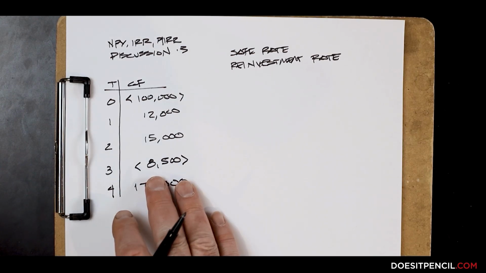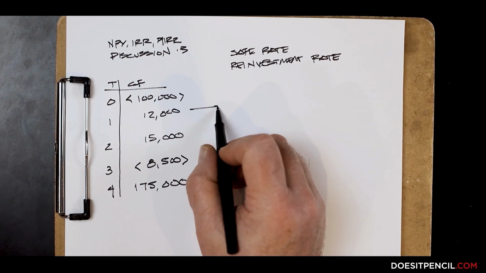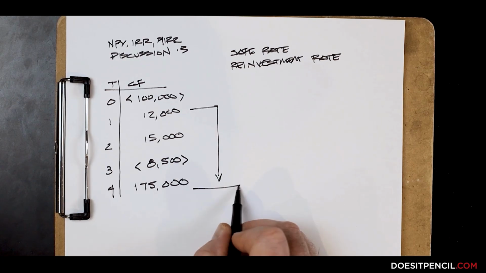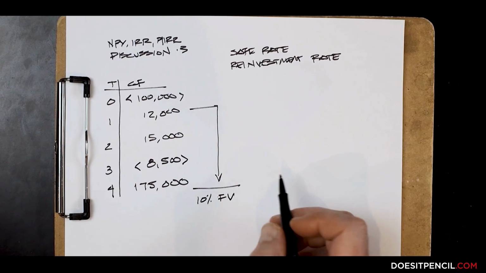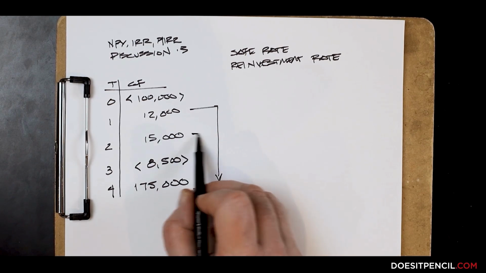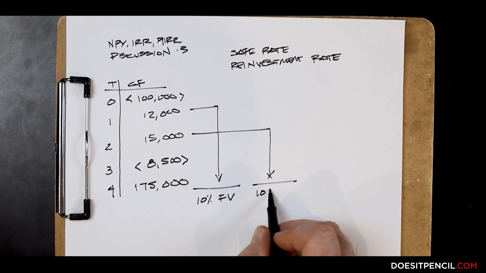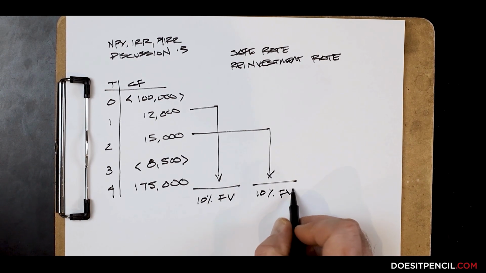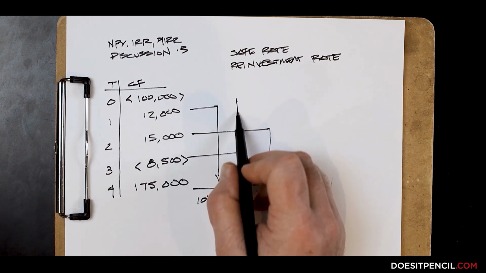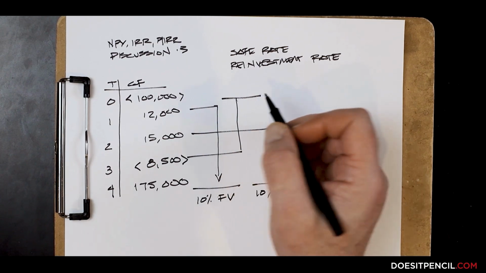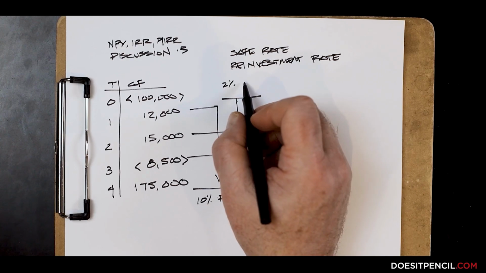So this is the example that's in the book. This is what would happen. So this $12,000 would get compounded forward at the 10% rate, and you would solve for future value. This $15,000 would also get compounded forward at the 10% rate and solve for future value. This negative $8,500 would get discounted back to time 0 at the safe rate, 2% in the problem in the book, and you would solve for PV, okay?